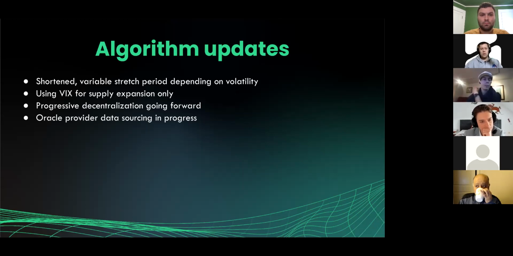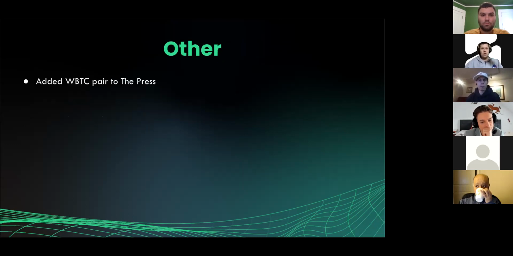And we're in the process of sourcing data with oracle providers as well. So the algorithm is really getting hammered home here, and eventually we're going to be turning over the whole thing in a decentralized manner. And lastly, we added the WBTC pair on the press. That's just a news update for those of you who are degen farmers out there. It's a new pair in the press.